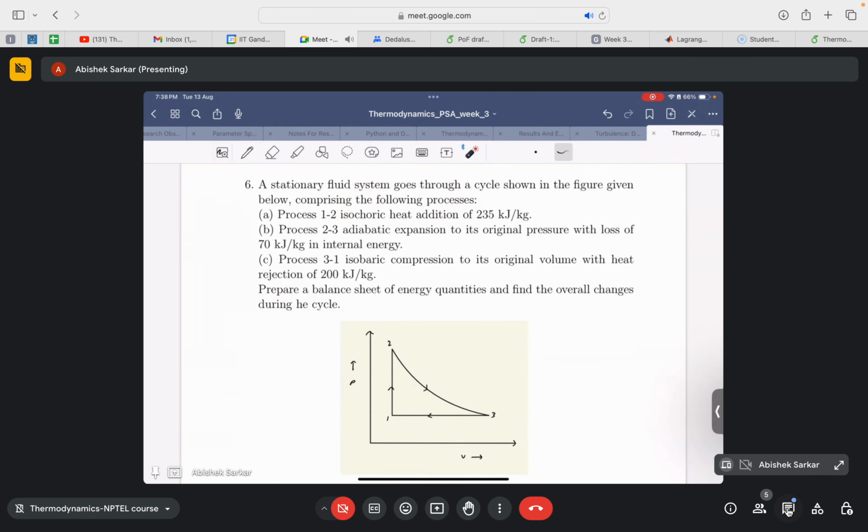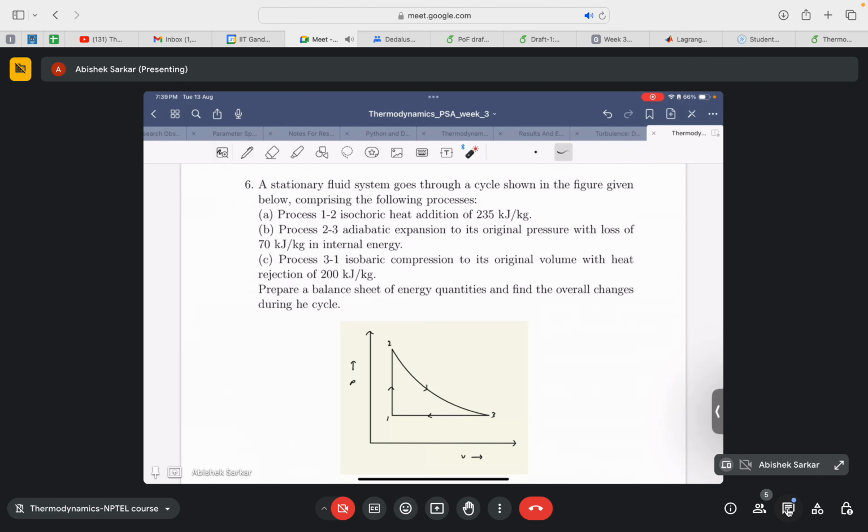Yes. A stationary fluid system goes through a cycle shown in the figure given below, comprising the following processes. Process 1 to 2 is the isochoric heat addition process, which has a heat addition of 235 kilojoule per kg. Process 2 to 3 is an adiabatic expansion to its original pressure with the loss of 70 kilojoule per kg of internal energy. Okay, adiabatic expansion.